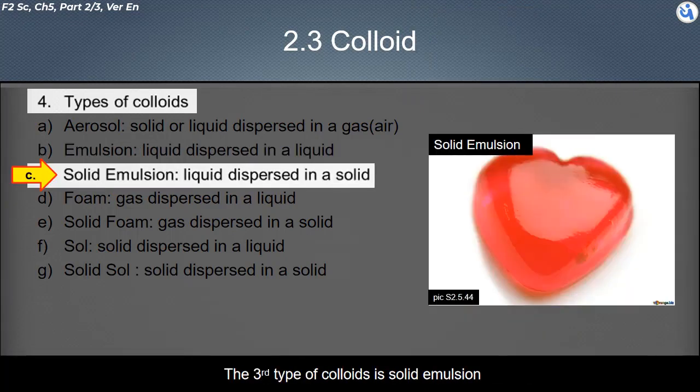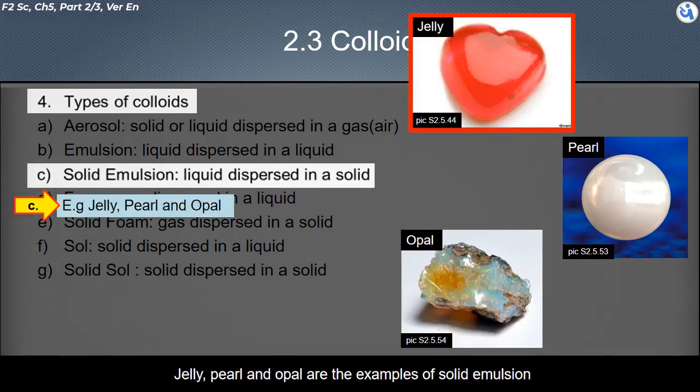The third type of colloids is solid emulsion. Solid emulsion is a mixture of a liquid dispersed evenly in a solid. Jelly, pearl, and opal are the examples of solid emulsion.